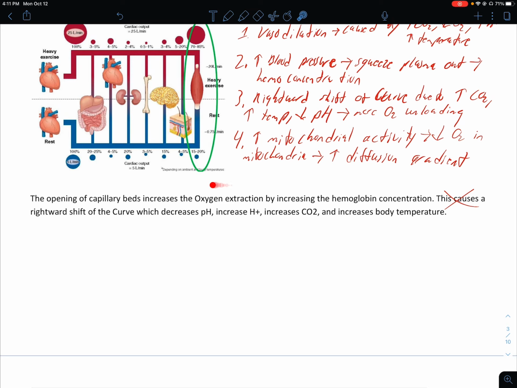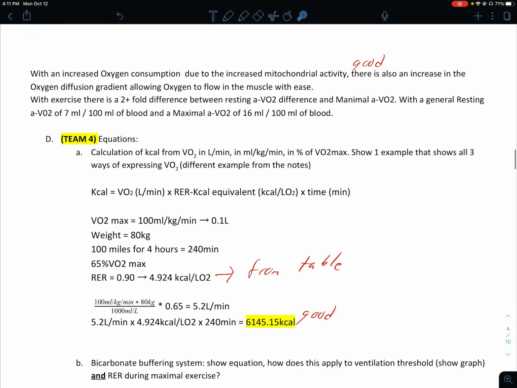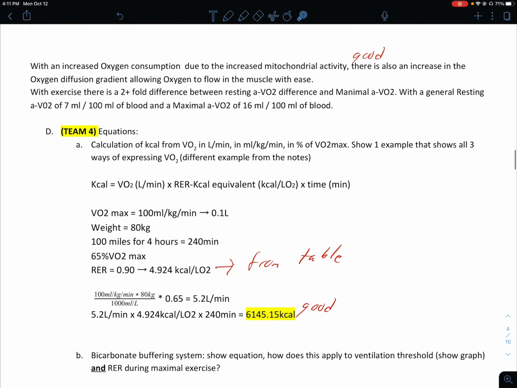This one here, you guys said oxygen extraction by increasing hemoglobin concentration. They said this causes the rightward shift. That doesn't cause the rightward shift. The rightward shift is caused by these factors that I have up here, number 3. Okay, rest of that is good.